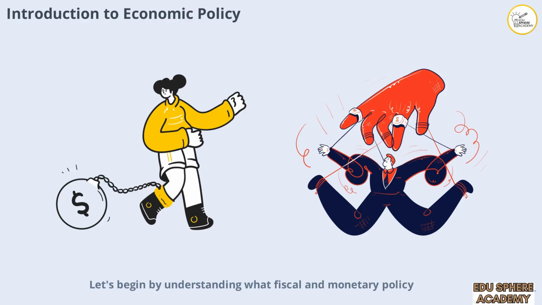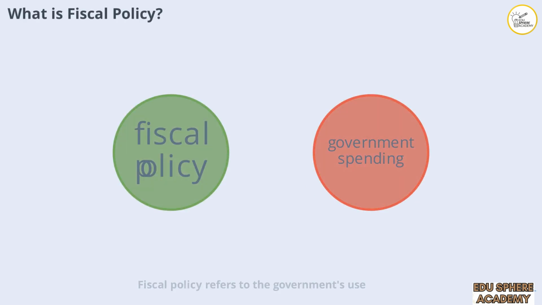Let's begin by understanding what fiscal and monetary policy mean and why they're so important for economic stability. Fiscal policy refers to the government's use of spending and taxation to influence economic activity. By adjusting these levers, governments can stimulate growth, control inflation, and redistribute income. Fiscal policy is central to managing the economy, especially during periods of recession or boom. It is often used to achieve a balanced budget and ensure resources are allocated efficiently. Understanding fiscal policy is crucial for anyone studying economics, as it impacts everyday life through public services, infrastructure, and taxation.